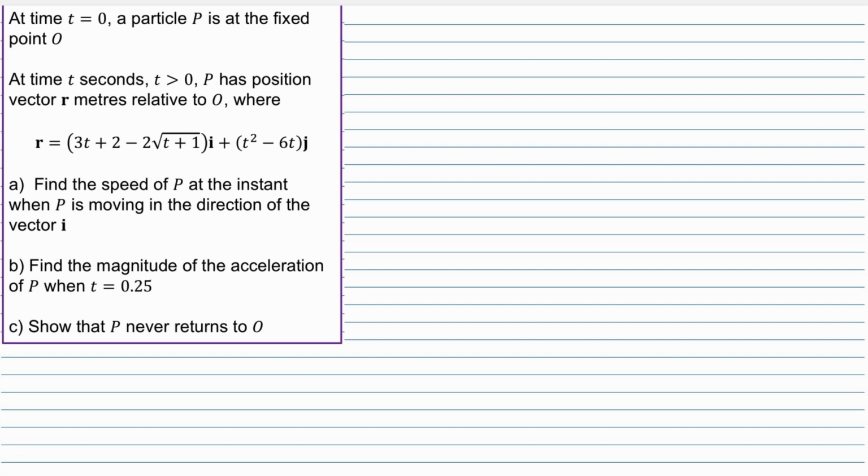Okay, so welcome back if you had a go. So we want to work out the speed of p. And we know speed is the magnitude of velocity, and velocity is the change in displacement over time. So to work out the velocity, we need to differentiate the i component and the j component with respect to t. So dr by dt, when we differentiate 3t plus 2, we'll just get 3.